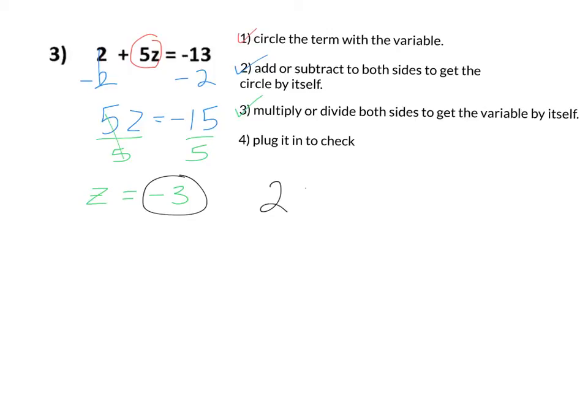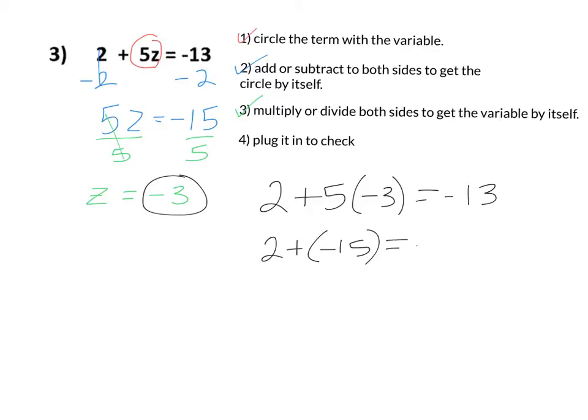So I've got 2 plus 5 times negative 3 is going to equal negative 13. 5 times negative 3 is negative 15. So I have 2 plus a negative 15 is equal to negative 13. 2 plus negative 15 is negative 13. I get negative 13 is equal to negative 13. There's my check.